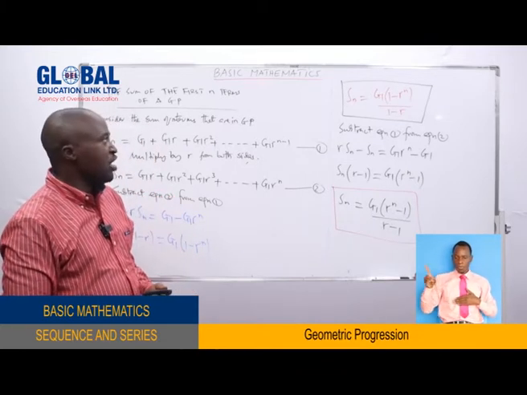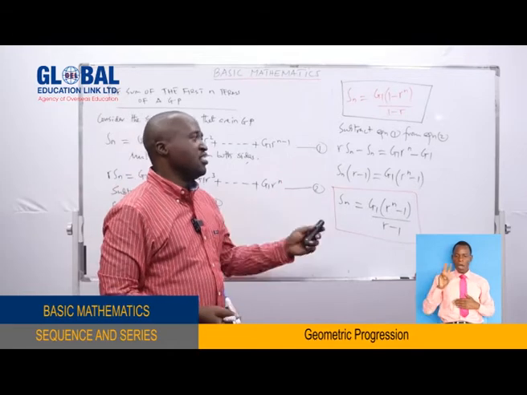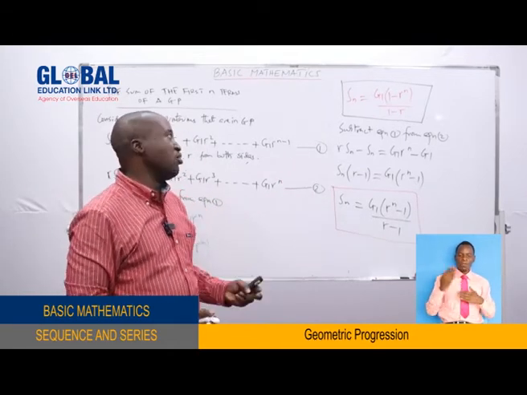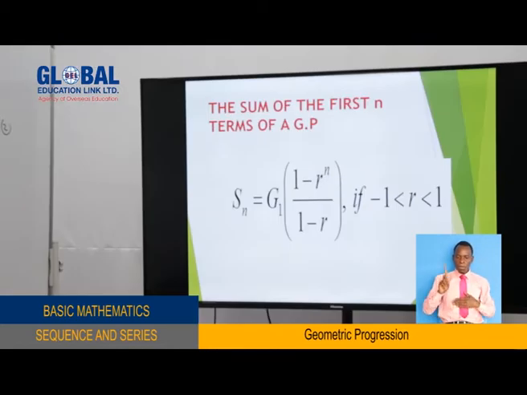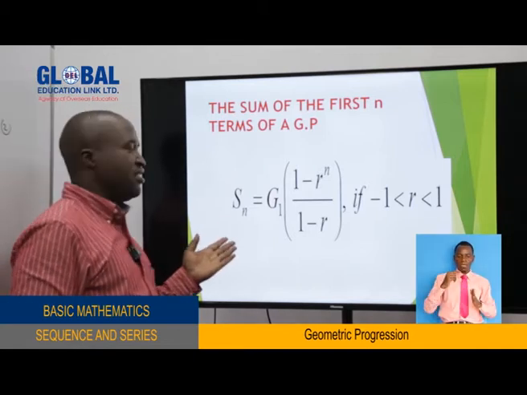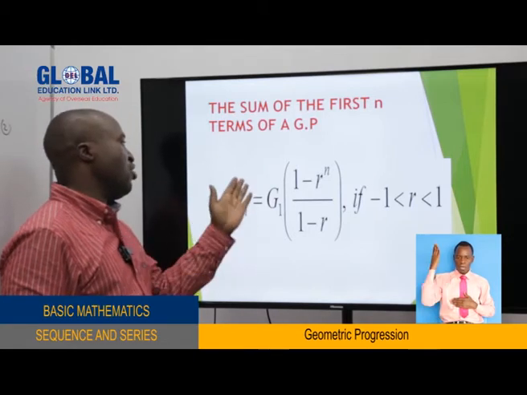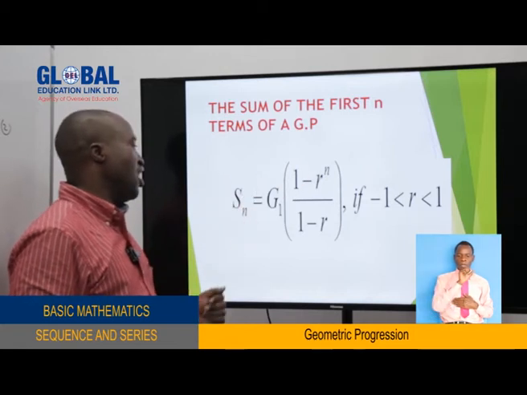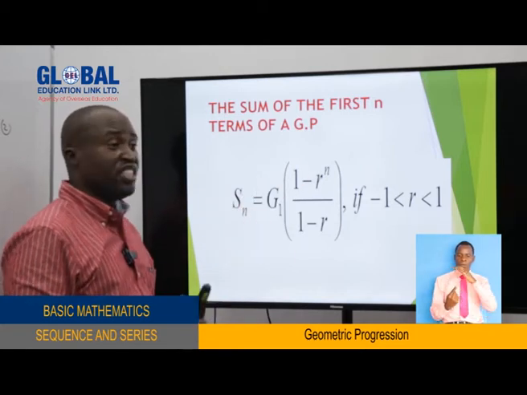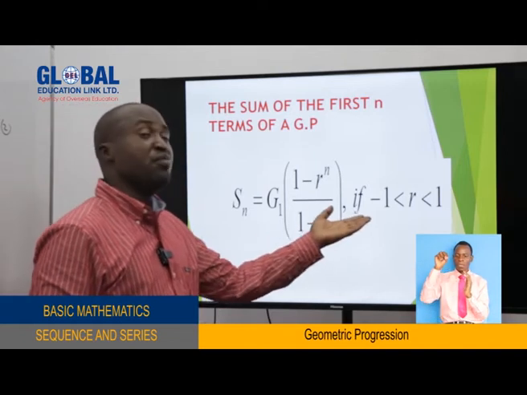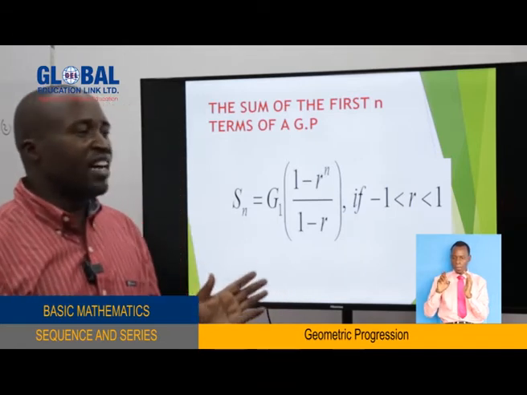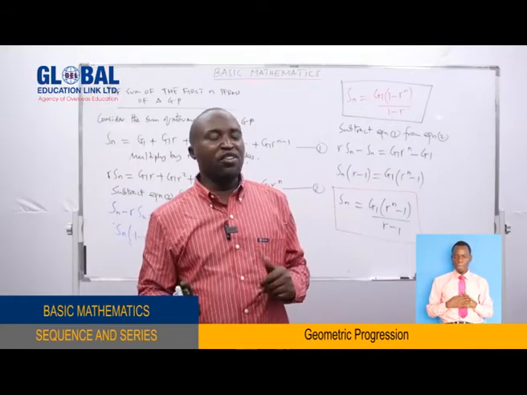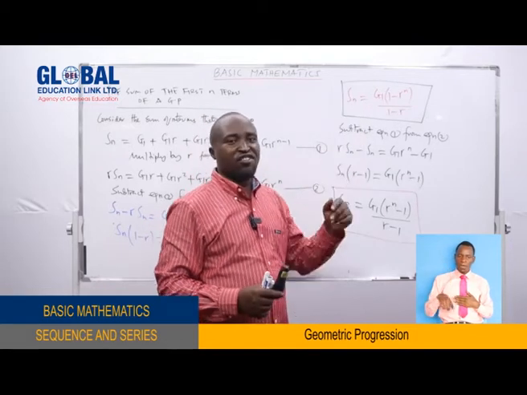Now, where are we applying these formulas? What condition is needed to apply among the two formulas? For the first formula, that is Sn is given by G1 bracket of 1 minus r to the power n over 1 minus r. The condition is r should be between -1 and +1. That is the condition. When r is between -1 and +1, then we use the first formula.